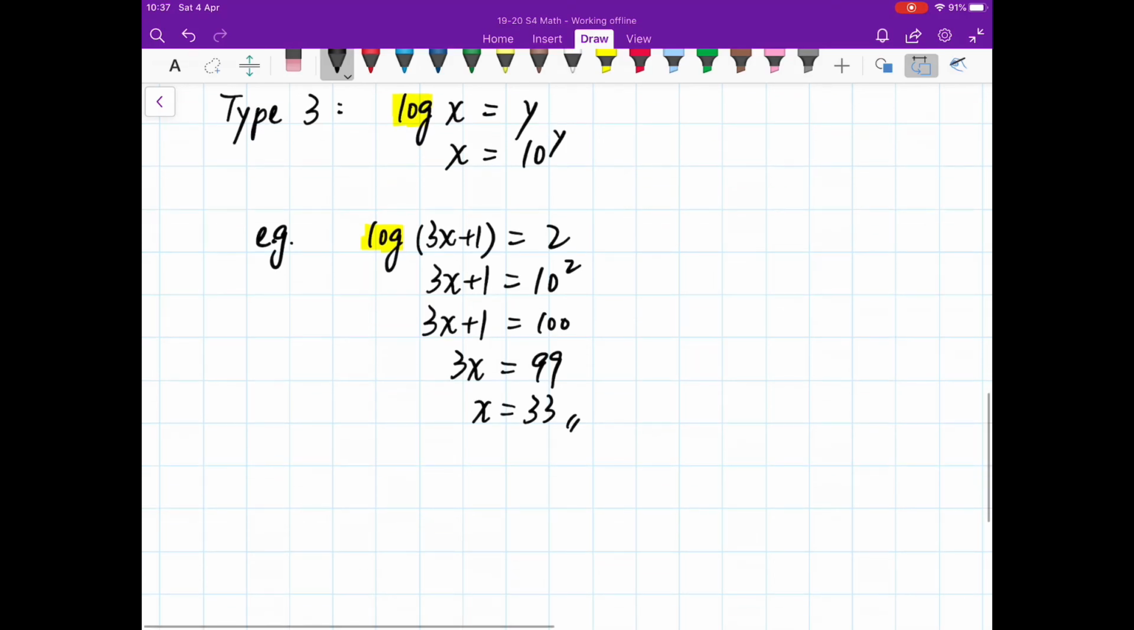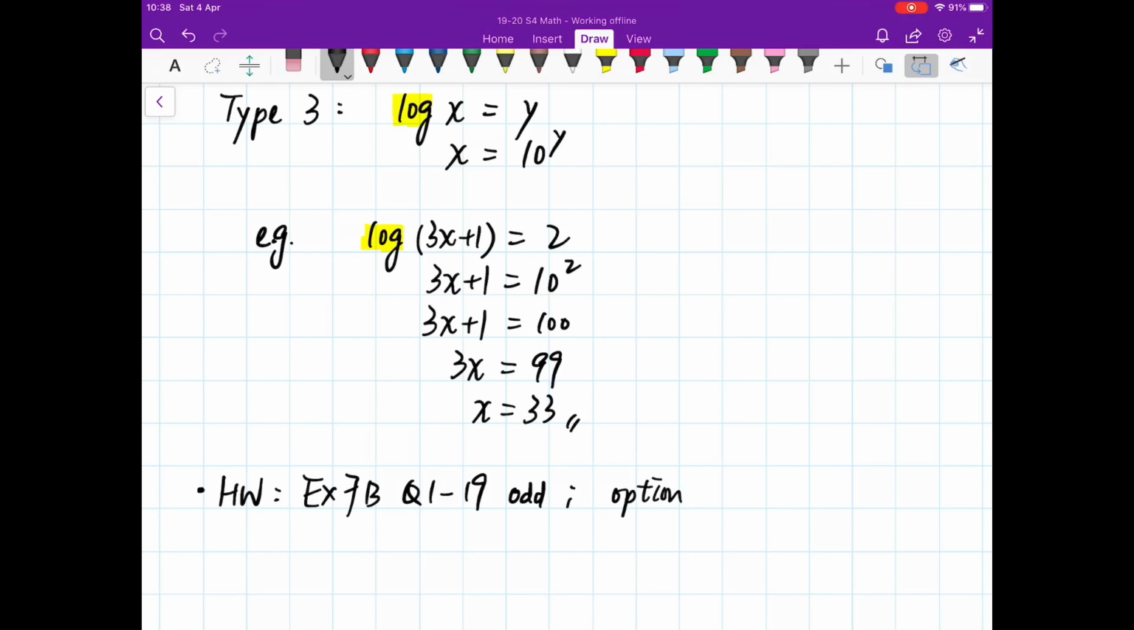So now, for the remaining time, you can start doing your homework. That is, exercise 7B, questions 1 to 19, odd numbers. And for questions 1 to 19, even numbers will be optional.